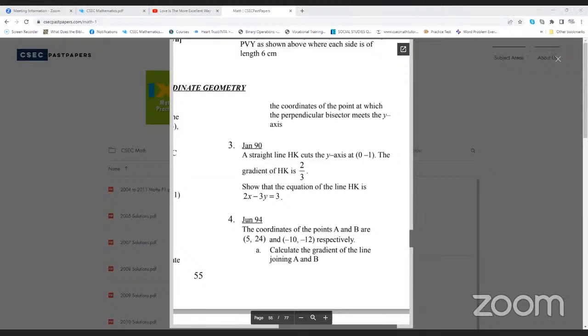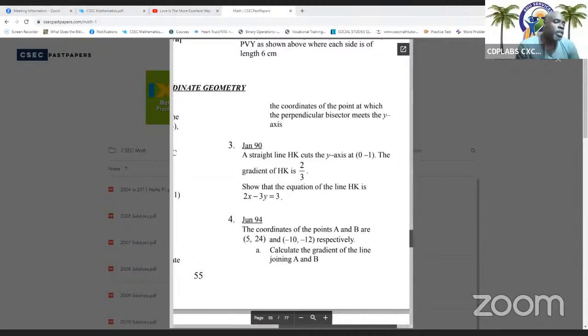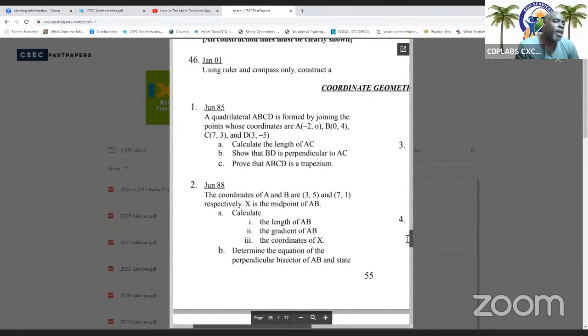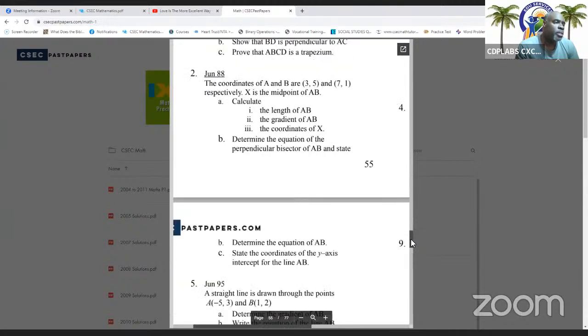All right, done. So let's take it through. Let's go through it now. So what we're talking about is coordinate geometry, so we're looking at coordinates A and B. Guess what, we're going to go to GeoGebra. Well, let's understand the question first. The coordinates of A and B are (3, 5) and (7, 1) respectively, and the word respectively means that A matches with (3, 5) and B matches with (7, 1). X is the midpoint of AB.